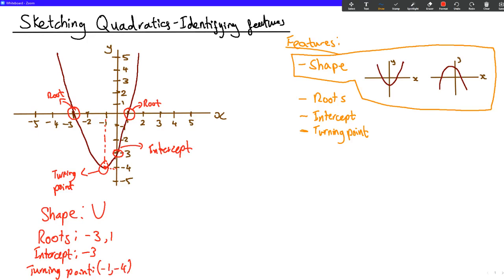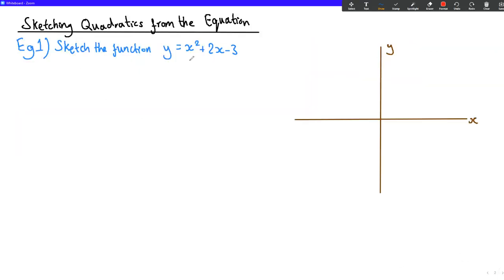Okay, so now let's move on to the opposite process. So this process is just looking at the graph and being able to identify where it crosses each of the axes and where its turning point is. And also what shape it is. But now let's try sketching it from an equation.